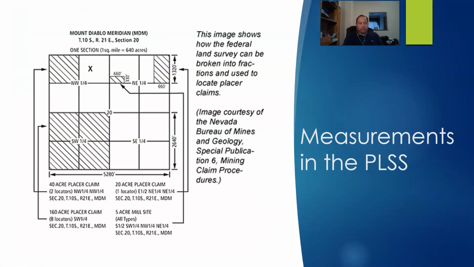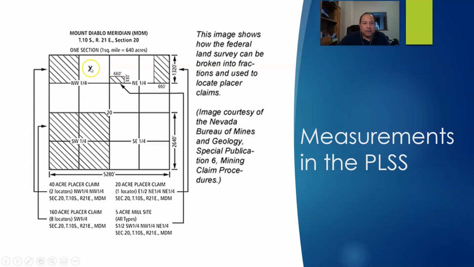So just focusing back on the measurement idea. Here's an example of the Mount Diablo Meridian, Township 10 South, Range 21 East, Section 20. So we're in California because we know it's the Mount Diablo Meridian. California's 3 meridians are the Humboldt Meridian, the Mount Diablo Meridian, and the San Bernardino Meridian. So not only do we know we're in California, but we also have a general idea of what part of California we're in. Northern or Central California, because we're not in Northwest California, because that's Humboldt, and we know we're not in Southern and the southern central part of California, because that's San Bernardino.